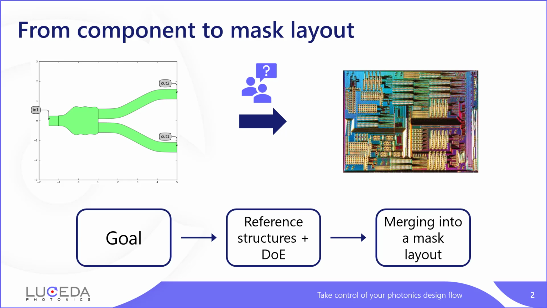Secondly, you would put in your reference structures as well as making the real DOE designs, for example, sweeping over several parameters on this device. And lastly, you would like to put a series of designs onto a mask layout so that it can be a big GDS file together with your teammates' designs to be submitted to the foundry for fabrication.